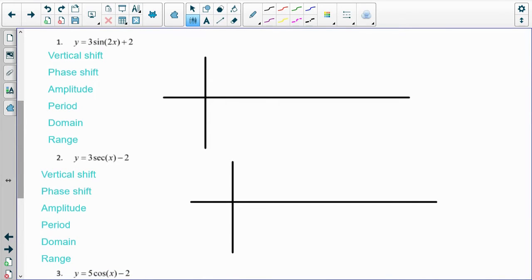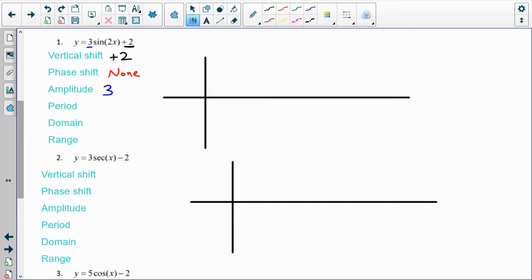y equals 3 times sine of 2x plus 2. So this 2 represents the vertical shift. So we're going up 2. The phase shift in this problem, there is none, and that's because we don't have a plus or minus on the inside of the function.